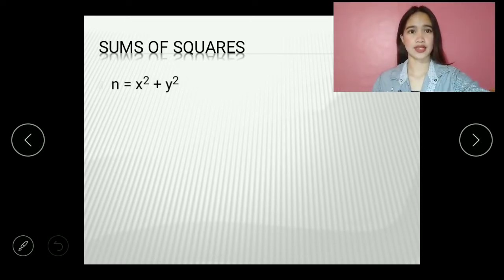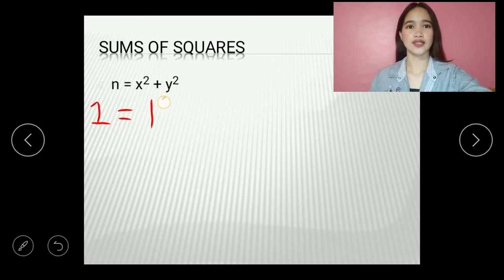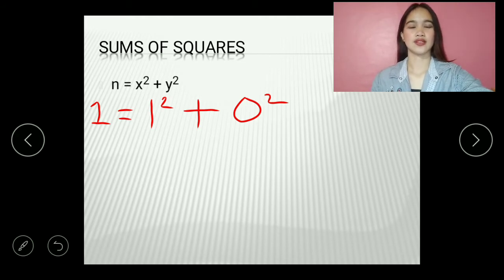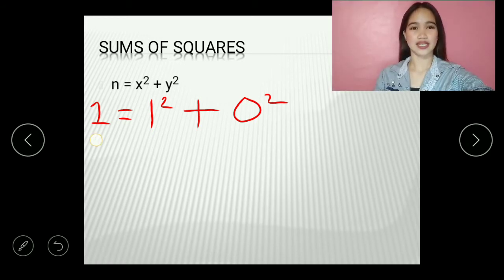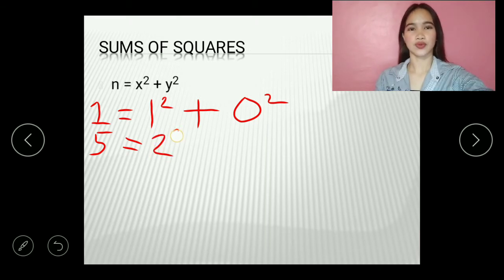First example is 1. So 1 can be written as 1 squared plus 0 squared is equal to 1. So, sum siya ng 2 squares. Another example is 5. 5 can be written as 2 raised to 2 plus 1 raised to 2 is equal to 5.